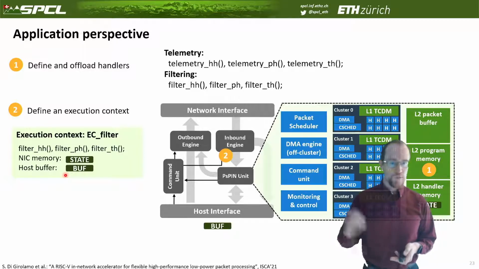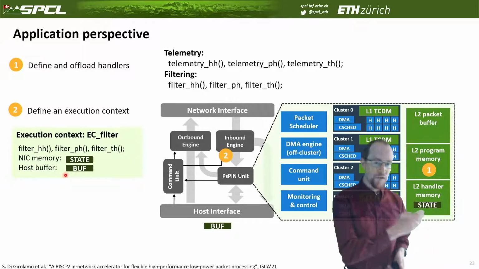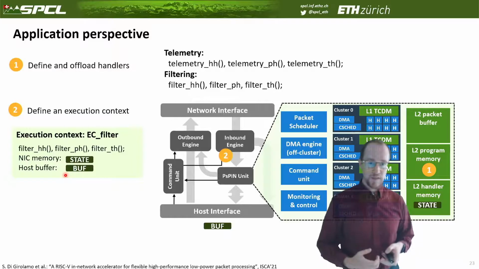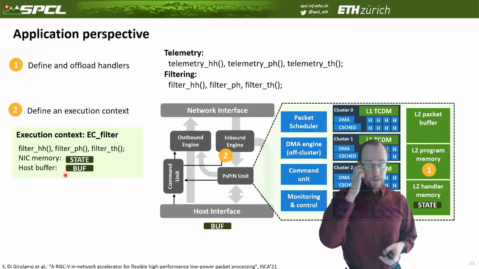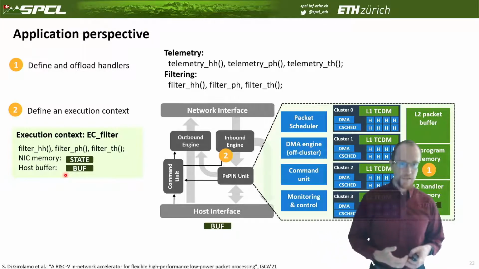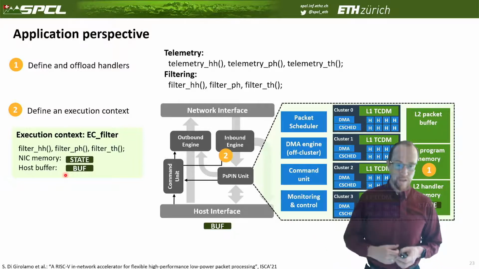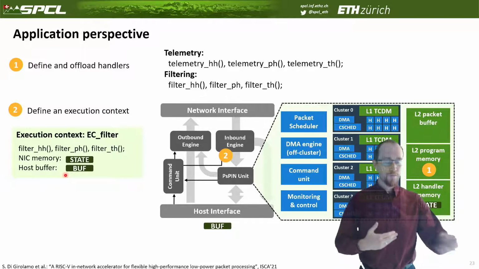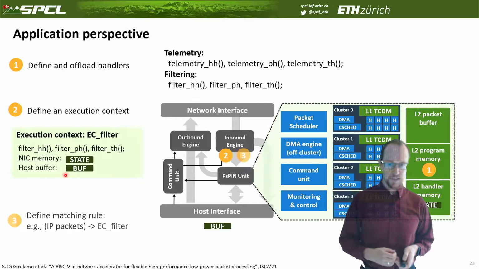And of course, the programmable SPIN unit has access to both the on-chip state, which is the fast access. You could argue this is some kind of explicitly managed, local cache. And the buffer at the host is now the destination buffer where I'm moving the data after processing has finished. Then we have to, of course, define matching rules. So somehow we have to now identify how our stream is going to be identified.